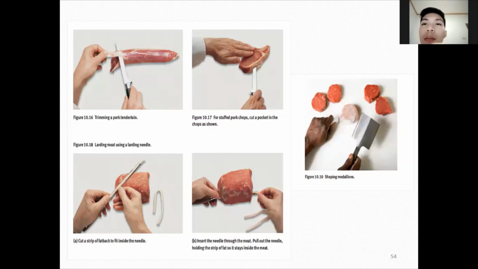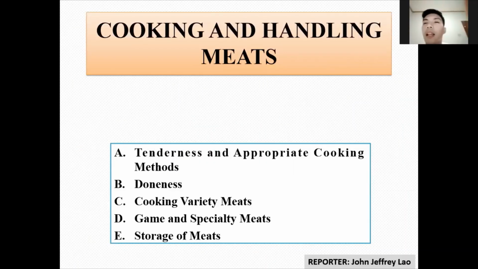Next, the trimming of pork tenderloin. For stuffed pork chops, cut a pocket in the chops as shown. For larding meat, using a larding needle, cut a strip of fat back to fit inside the needle. Insert the needle through the meat. Pull out the needle, holding the strip of fat so it stays inside the meat. And shaping medallions. Next.